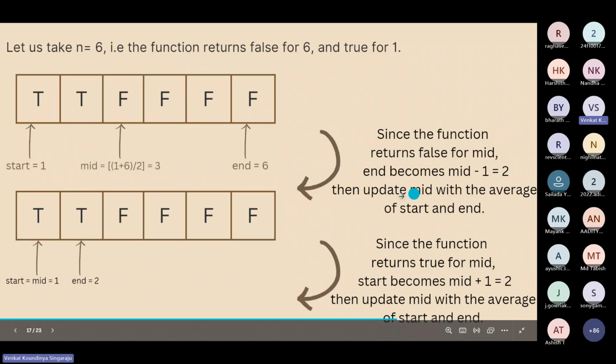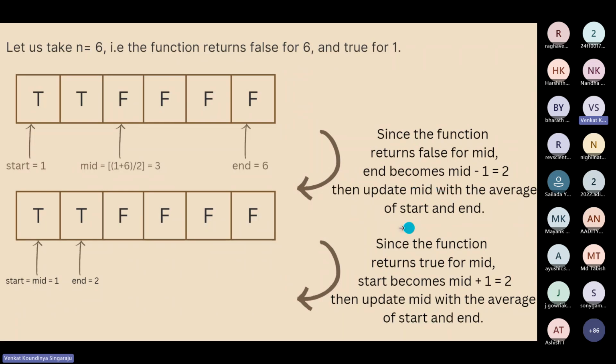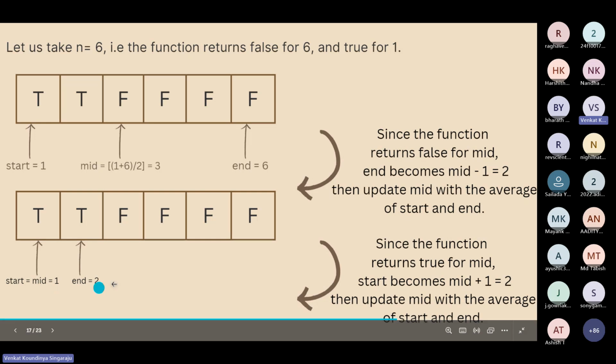And now your mid will again be updated with the average of start and end. So mid will be 1 plus 2 by 2, which is 3 by 2, 1.5. Floor of 1.5 is 1. So mid will be 1. Start equal to mid equal to 1 and end equal to 2. So f of 1 is true. So what do you do? You make start as mid plus 1.